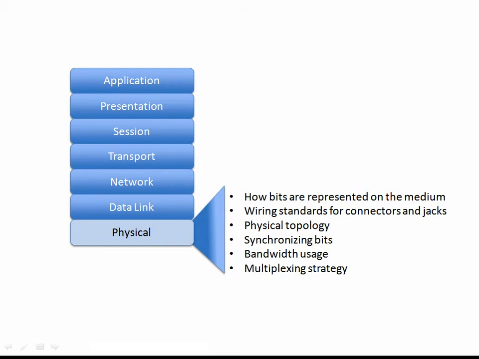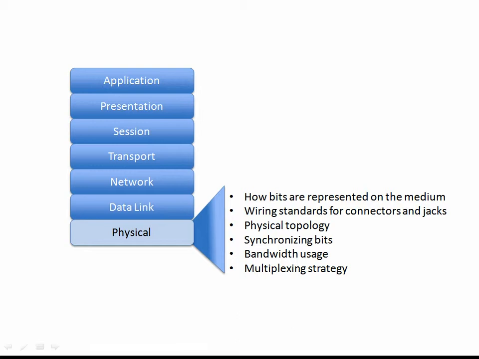Let's remind ourselves of a few other things that the physical layer can do for us. Wiring standards for connectors and your jacks. For example, if you have an RJ45 connector and you're setting this up for Ethernet, you're going to be using pins 1, 2, 3, and 6 to carry your Ethernet signaling. There's a standard for how RJ45 connectors are wired up.